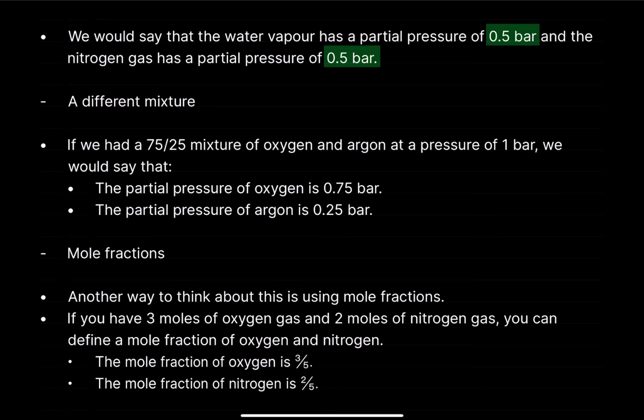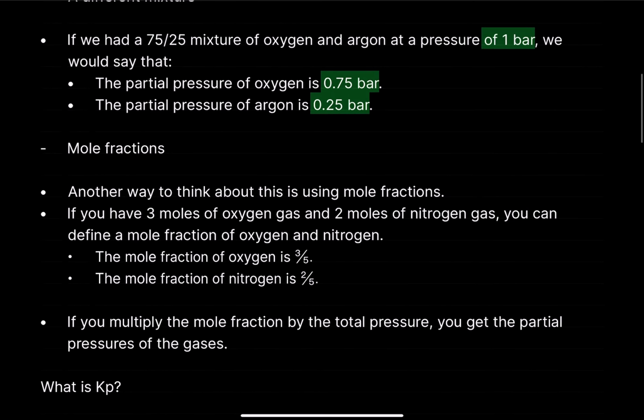But I'll use a different mixture. If we have a 75-25 mixture of oxygen and argon at a pressure of 1 bar, we would say that the partial pressure of oxygen is 0.75 bar and the partial pressure of argon is 0.25 bar. Hopefully this second example makes it clear what I'm trying to say here. We're just representing the total volume of each gas as a fraction, as a ratio, as a decimal in comparison to the whole volume that's in that vessel, so long as they maintain the same standard conditions.